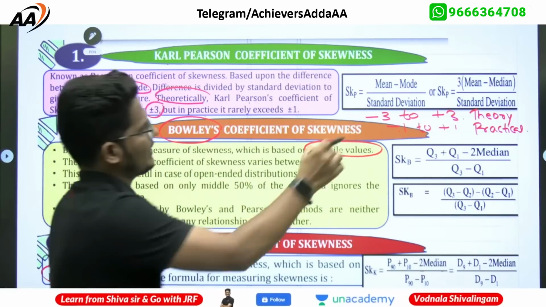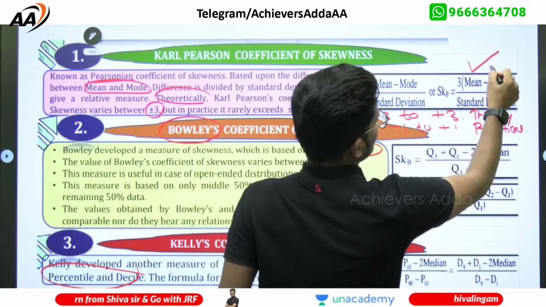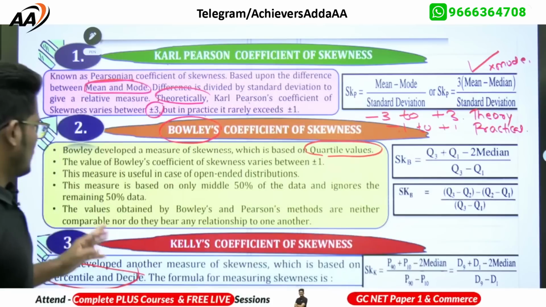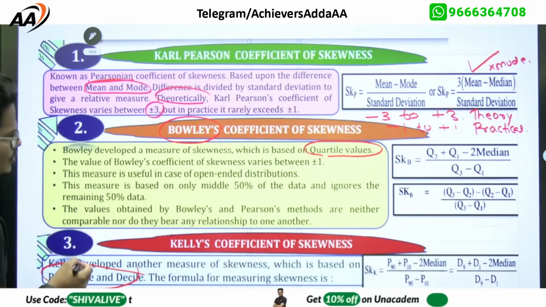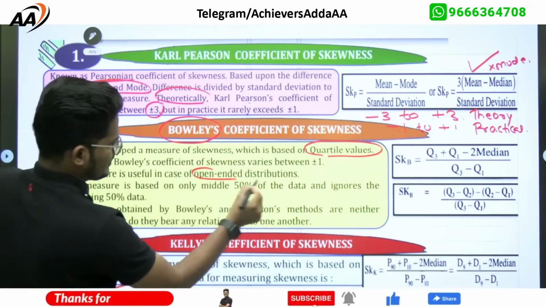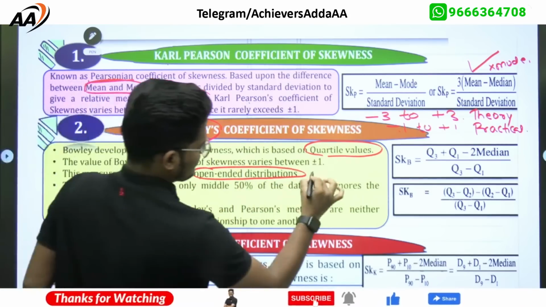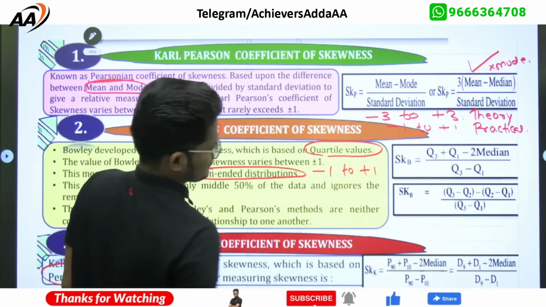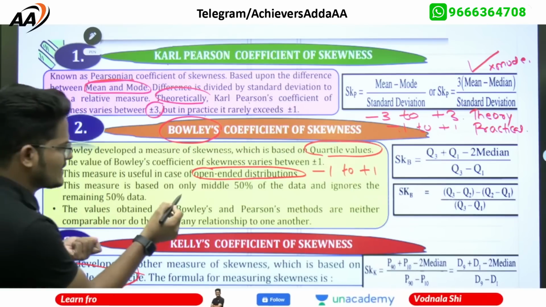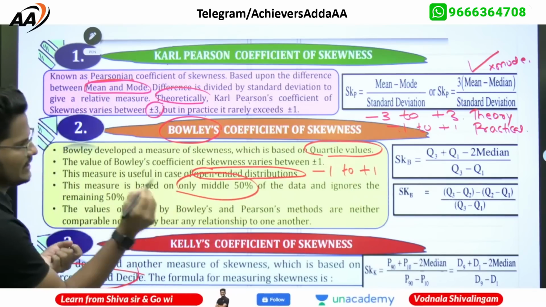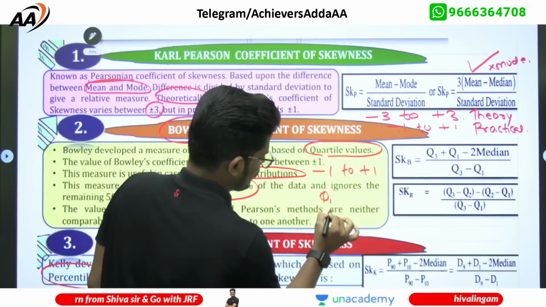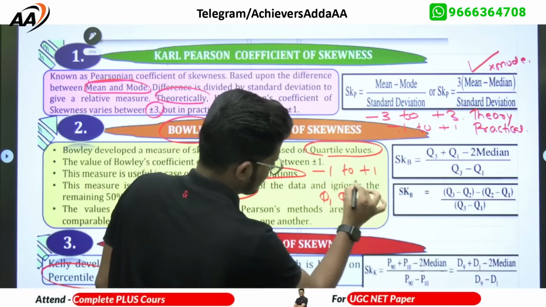Yes, correct Shalini, this will be applied when the mode is not given. If the mode is not given, you can go for this formula. Now, Bowley's coefficient of skewness is useful in the case of open-ended distributions, and it lies between -1 and +1. This measure is based only on the middle 50% of the data and ignores the remaining 50%.